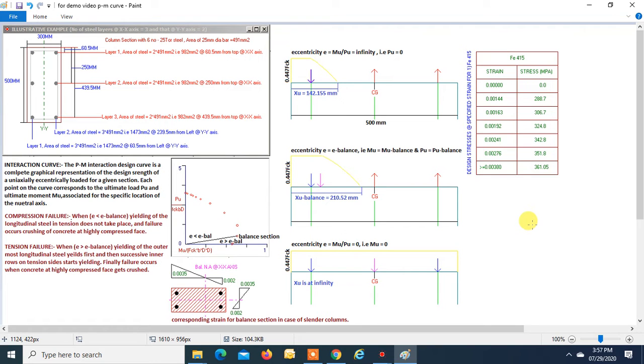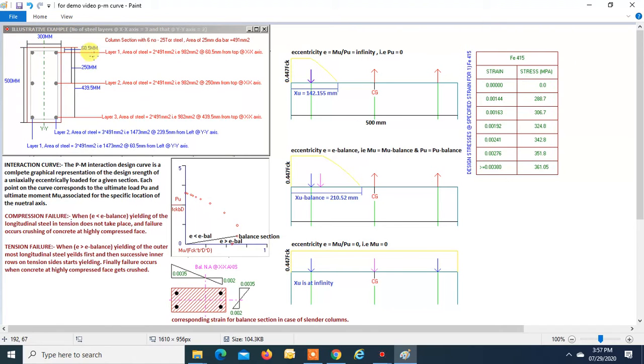We will draw a PM interaction diagram for a rectangular column section. This is the section. Depth is 500 mm, width is 300 mm. It has six 25 mm diameter longitudinal bars. And there are three layers of bars: 1, 2, and 3.